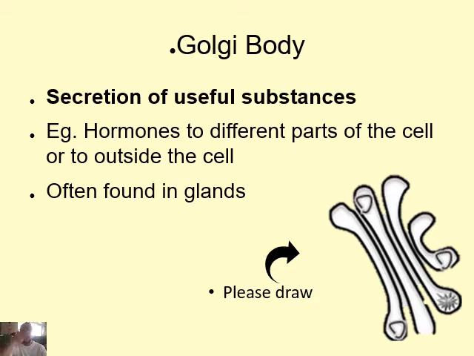Okay, so it goes baby step through the whole thing, and they're all very much interlinked as well. So what do they secrete? Hormones to different parts of the cell, or into the cell or out of the cell, and they're often found in your glands. Now, if you don't know where your glands are, like your salivary glands at the base of your mouth, the glands like your adrenal gland, your pituitary gland inside of your brain, your hypothalamus, your pancreas, a lot of them contain these structures so that we can actually produce a lot of these useful substances.